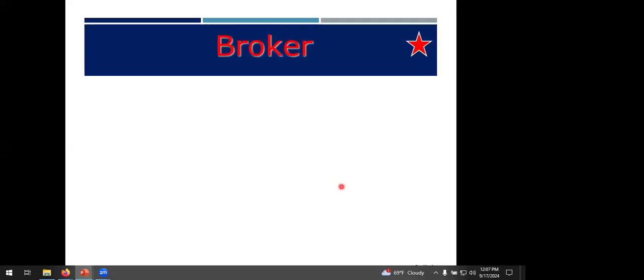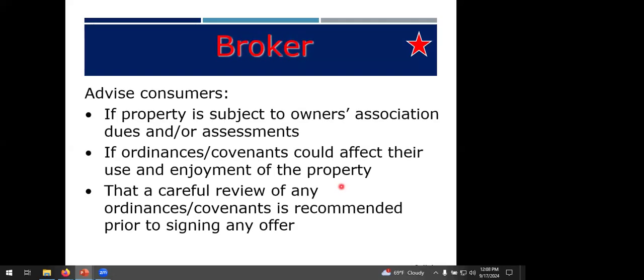Other things that the syllabus tells us about the broker's role: we have a duty to advise consumers. So whatever we find out, remember, you guys, when in doubt, disclose. So if you find out that the property is subject to an owner's association, it is in an HOA with dues, or there are special assessments. Maybe it's a special assessment through the HOA. Maybe it's a special assessment through the government. We talked about those back in Unit 3. I have a duty to let my consumer know, to let my client or customer know.